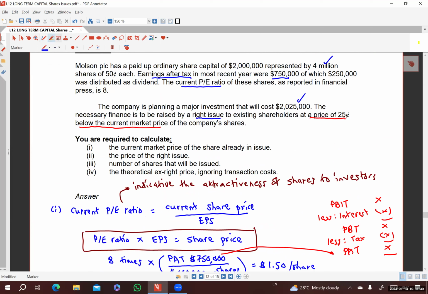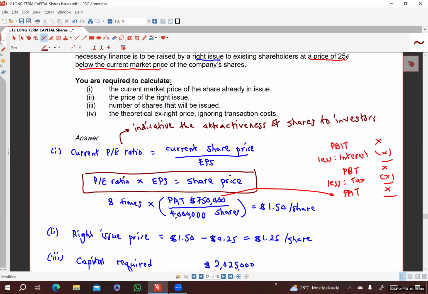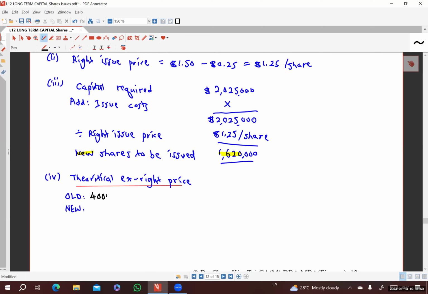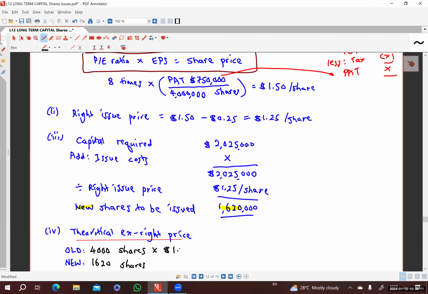We have 4 million shares now. So O is 4 million. This is what we have now. We are going to issue 1620 new shares. So we have 4 million now. I put here 4,000. We want to issue 1620 new shares. The share price now is $1.50. The new share is issued at $1.25.